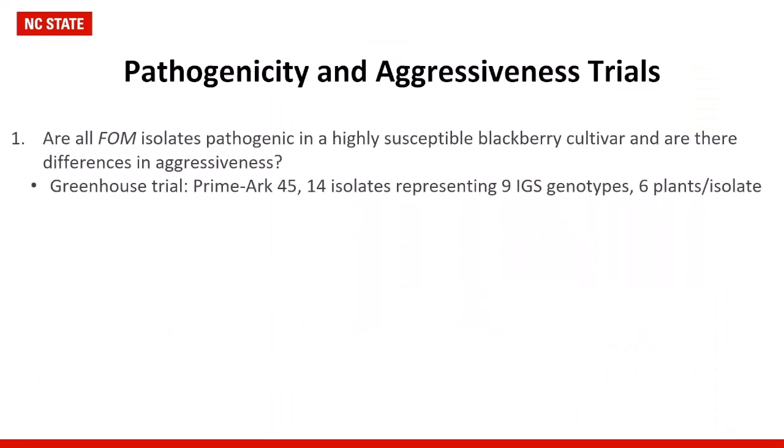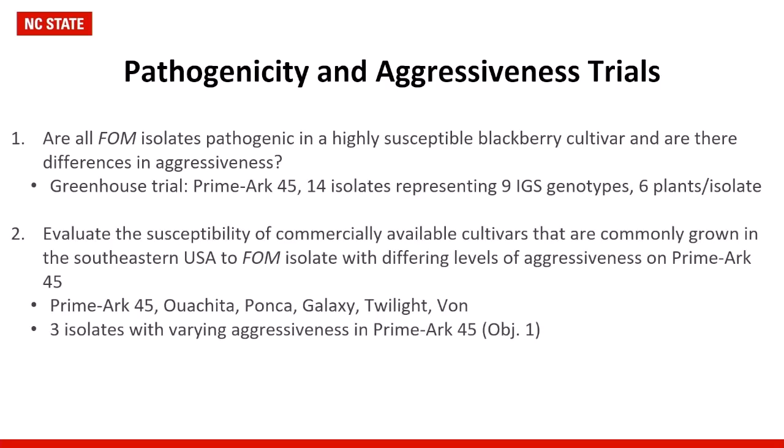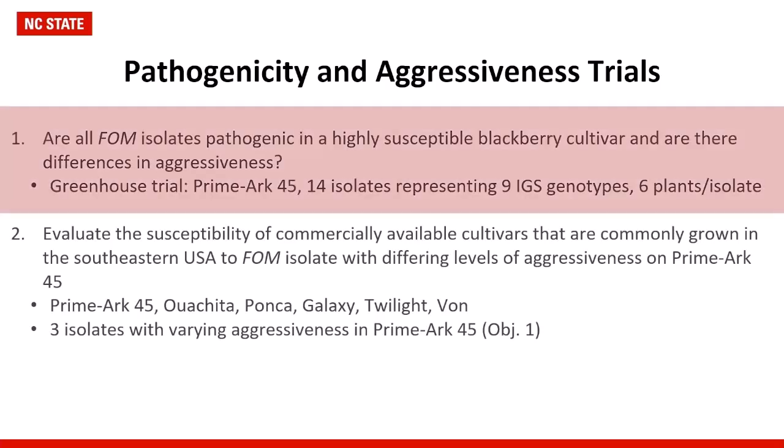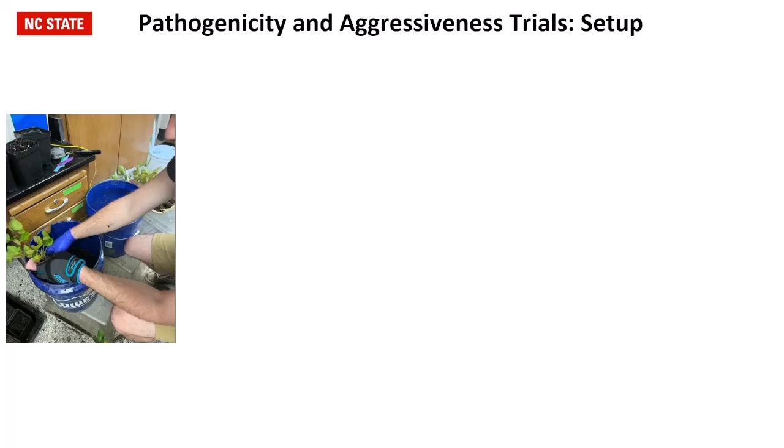Okay, cool. So then we went ahead and did some research here. The first thing we wanted to do was test those different genotypes. Are they pathogenic? Do they cause disease or symptoms in a highly susceptible blackberry cultivar? Again, we used Primark 45. And are there differences in aggressiveness? So that's two different things. The first is yes or no: do you cause disease, or do you not? And the second question is quantitative: how much disease do you cause? All right, so let's show you how we did that.